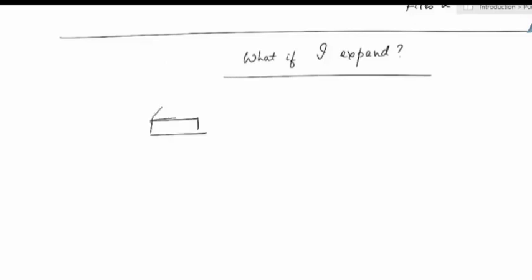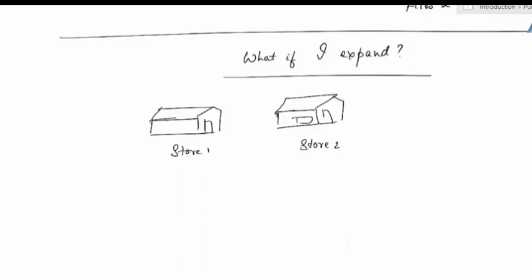Well, this will work for small companies. If I am running the show, this will work perfectly fine. But what if I expand from one store to multiple stores? This is store 1. The next year I make some profits, I'm going to open another store. Can I keep filing papers and folders and keep doing the same business?